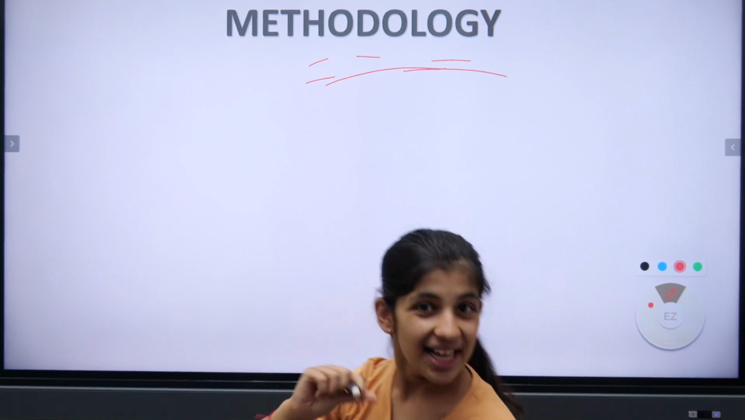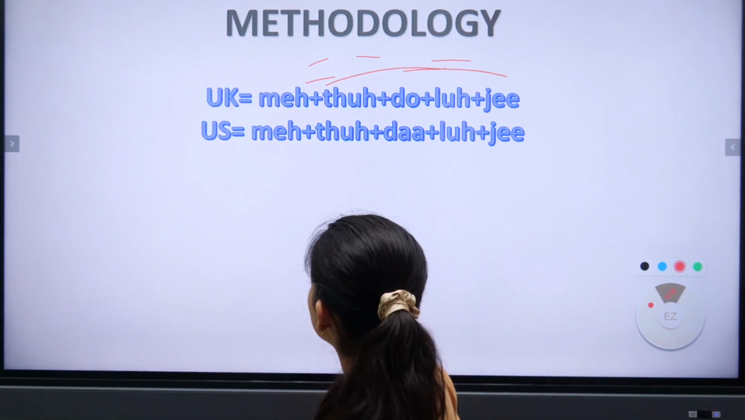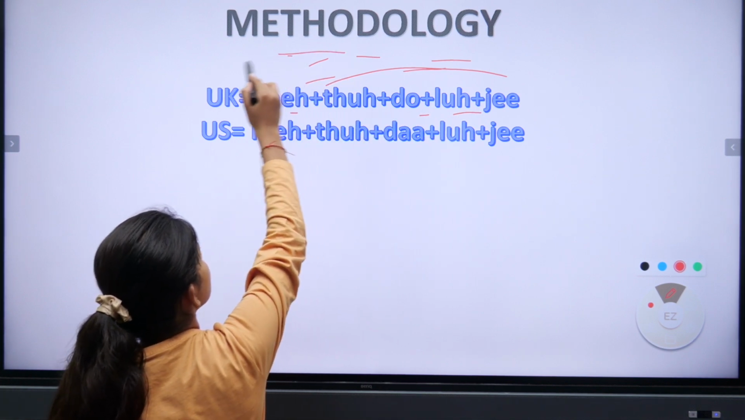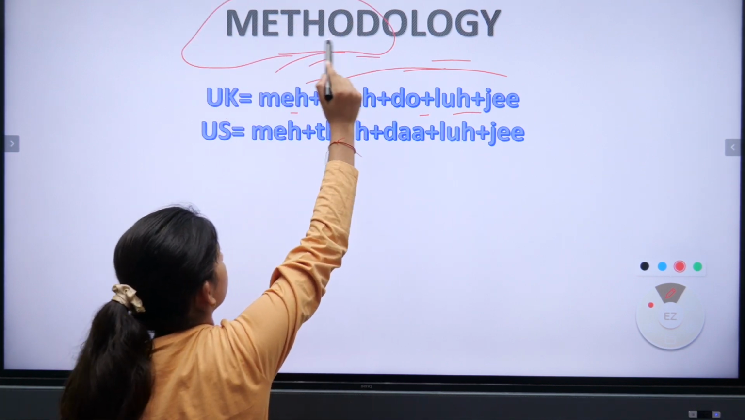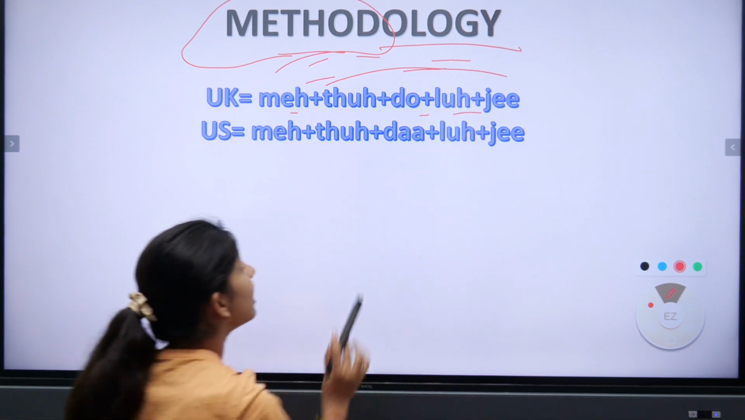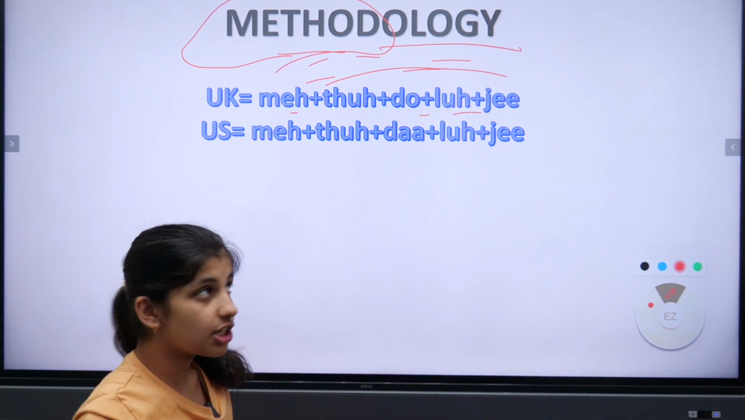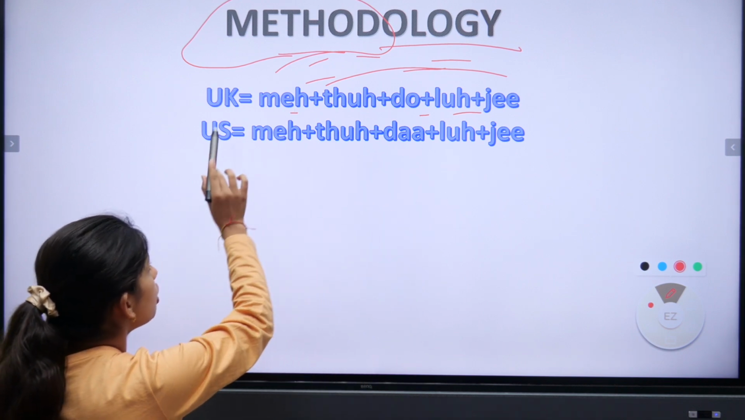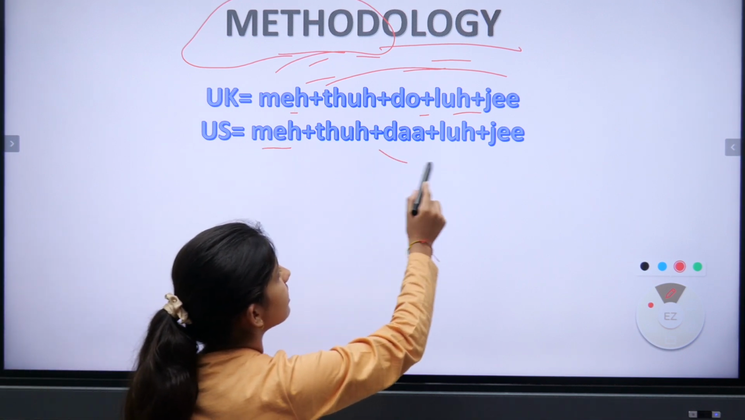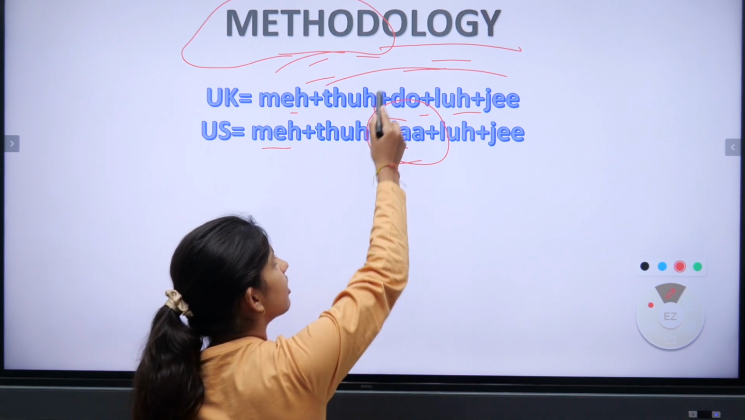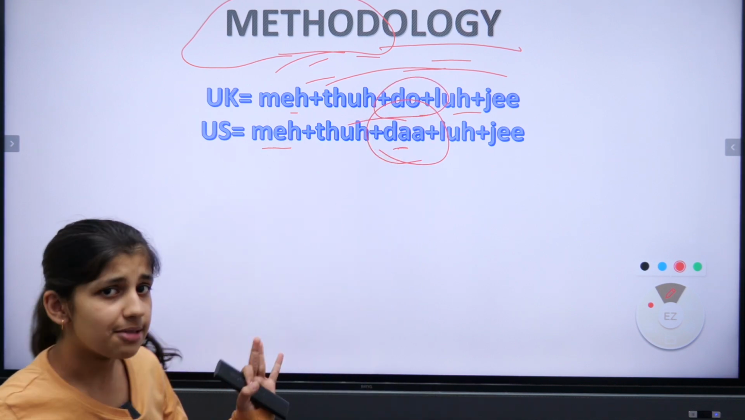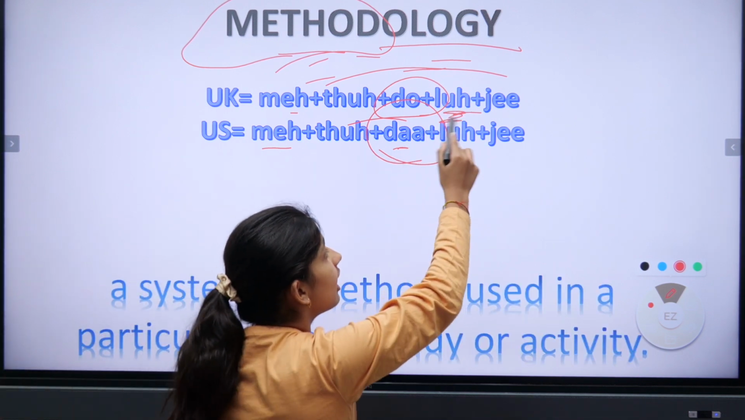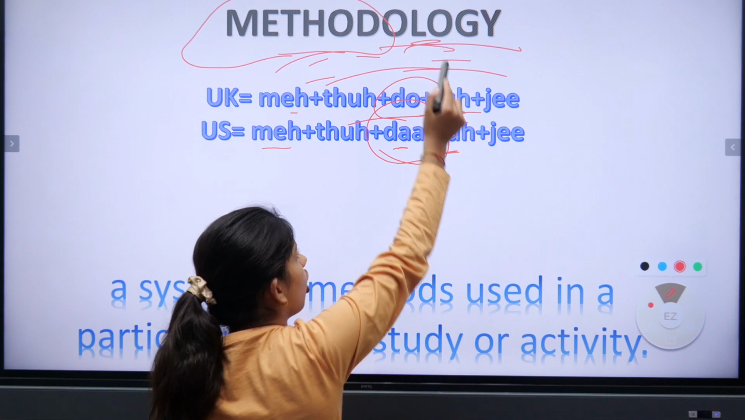Methodology. Am I right? No, I'm not right. The correct pronunciation is methodology. I am saying it wrongly. In US we pronounce it a little differently, with a da sound here and a do sound there. This is the only difference, but anyway, it is not law, it is la.